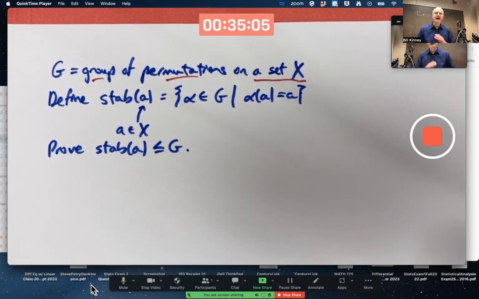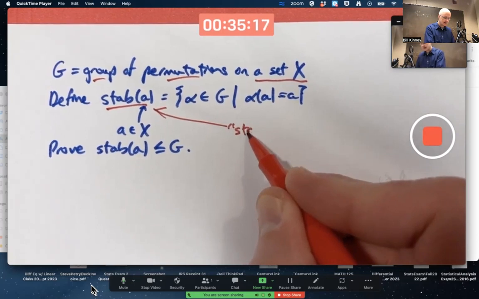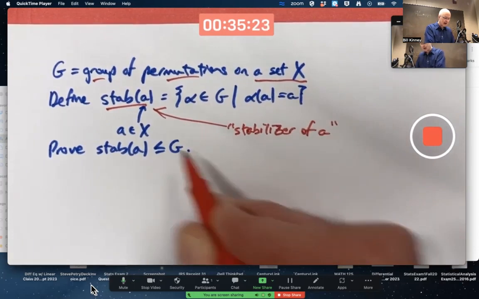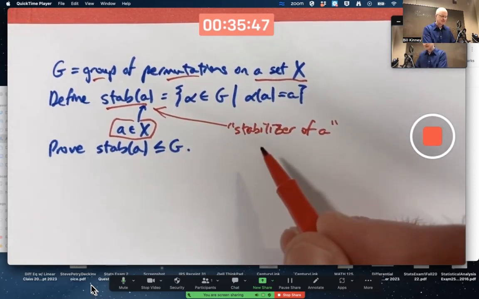In either context, whether X is infinite or not, we can define this set stab A, which stands for the stabilizer of A, where A is an element of X. X is not necessarily a group. It's just a set. Typically, it's a set of numbers, but it could be a set of people. It could be a set of buildings. It could be a set of planets, stars in the galaxy. Okay, X could be anything. A is just an element of X.